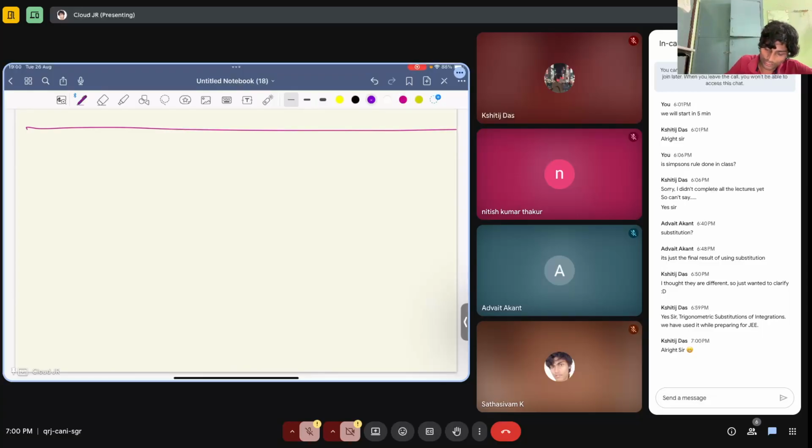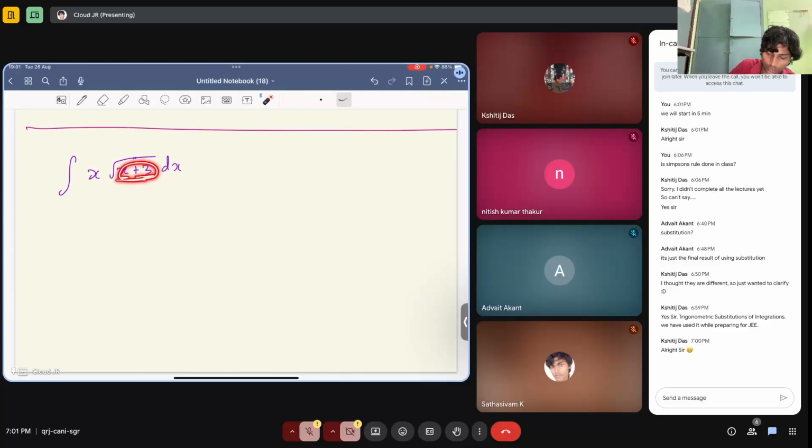So let's say this example. Integrate x square root of x plus 3 dx. If you have already seen this example, then whatever I am doing here is very obvious. But if you're new to it, then it's interesting. So let's do the substitution.